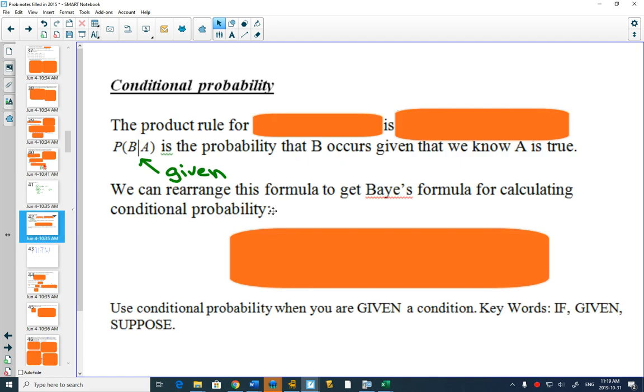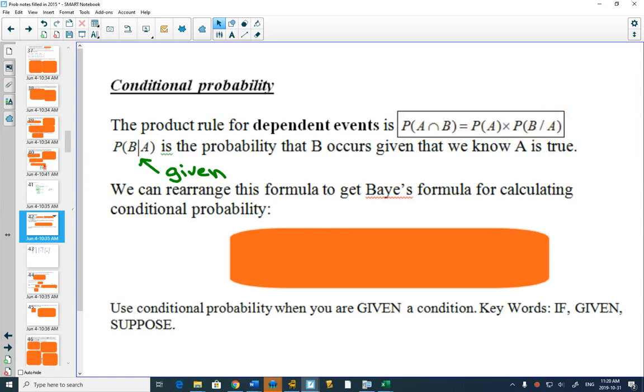What makes something conditional probability is you're given a condition. Now, our product rule for dependent events, events that depend on each other, looks like this. Probability of A and B is first the probability of A, right?